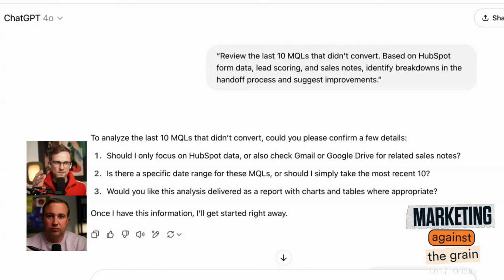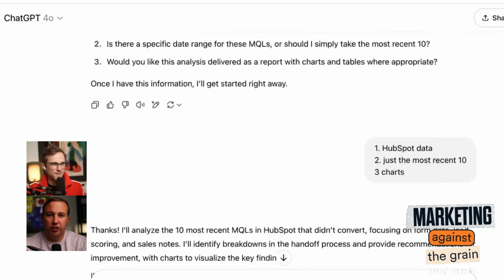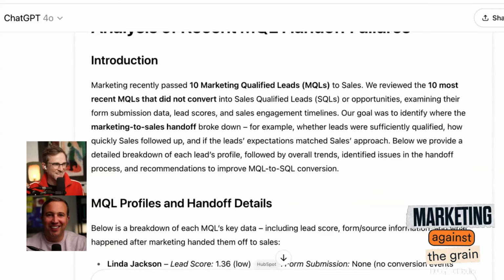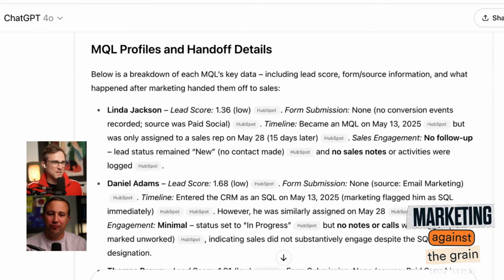Now, in days gone by, you would have had to go to your analyst and to all of these different analytics platforms and pull data and do SQL queries. Now I can just go review the last 10 MQLs that did not convert based on HubSpot's form data, lead scoring, and sales notes, identify breakdowns in the handoff process, and suggest improvements. So good. And look what it does. All the marketers out there are going, oh, I know. They sighed a sigh of relief. They're like, this saves me so many pointless conversations. Oh my God. Right? So let's look at the first one.